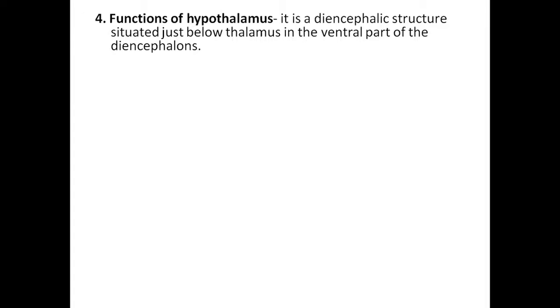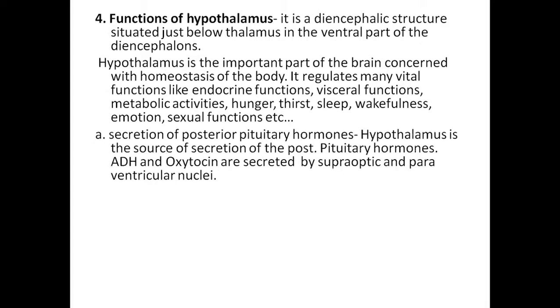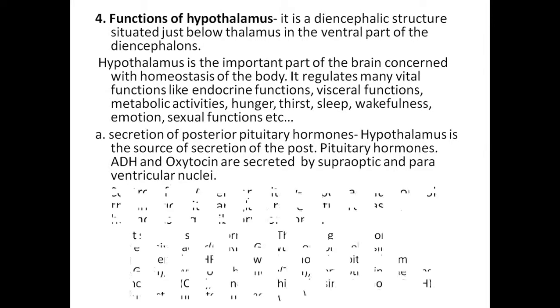Functions of hypothalamus. It is a diencephalic structure situated just below the thalamus in the ventral part of the diencephalon. Hypothalamus is the important part of the brain concerned with homeostasis of the body. It regulates many vital functions like endocrine functions, visceral functions, metabolic activities, hunger, thirst, sleep, wakefulness, emotional, sexual functions, etc. Secretions of posterior pituitary hormones. Hypothalamus is a source of secretion of posterior pituitary hormones. ADH and oxytocin are secreted by the supraoptic and paraventricular nuclei.